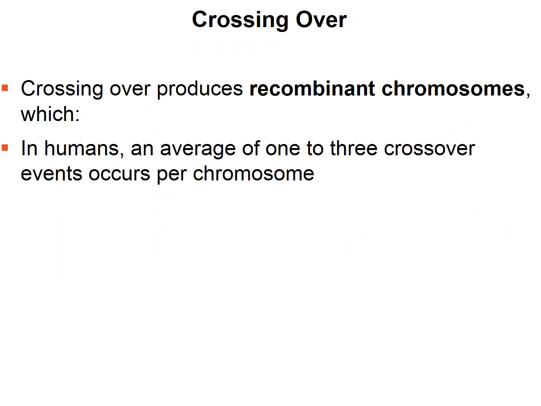Crossing over is that second mechanism that we talked about. This produces recombinant chromosomes. They have DNA from 2 parents in a single chromosome. And in humans, an average of 1 to 3 crossover events occurs per chromosome.